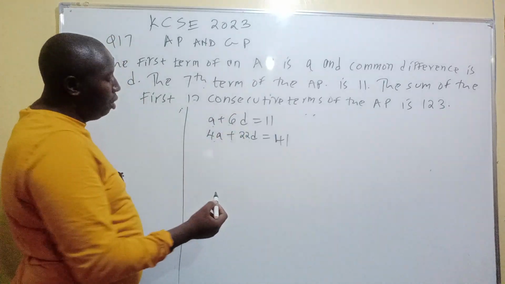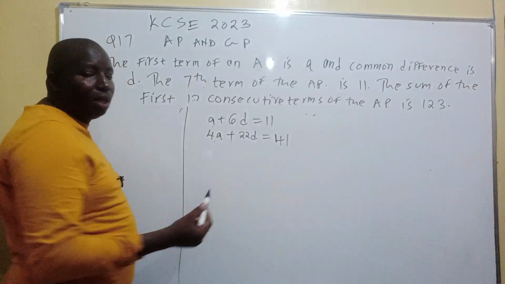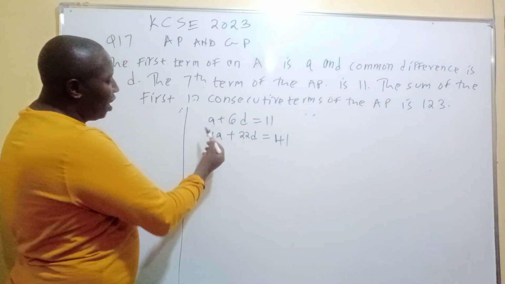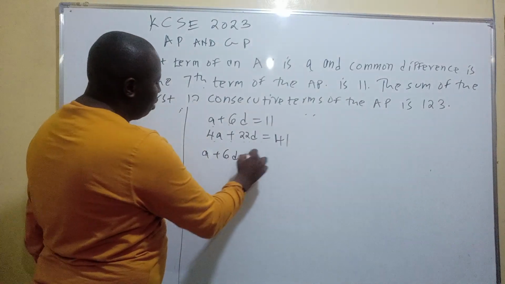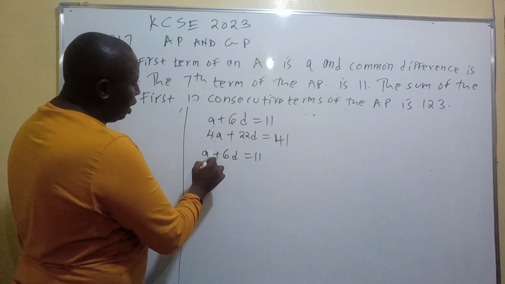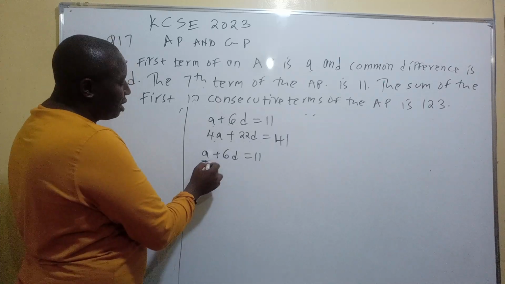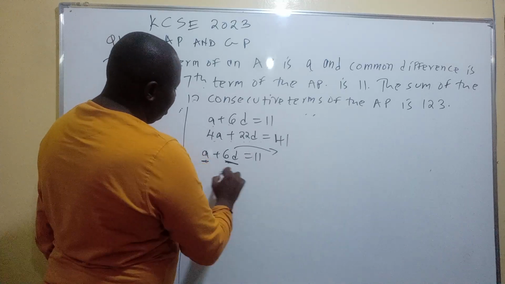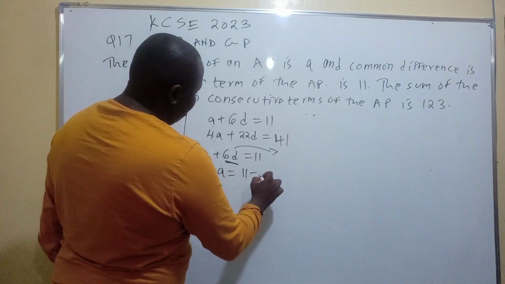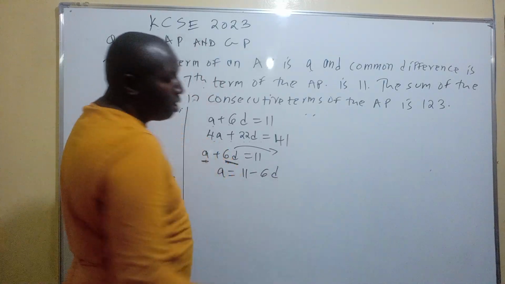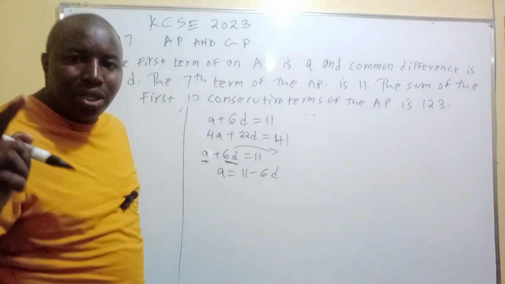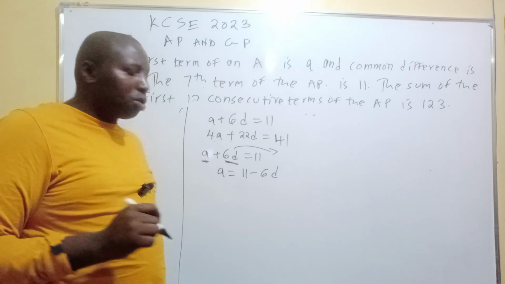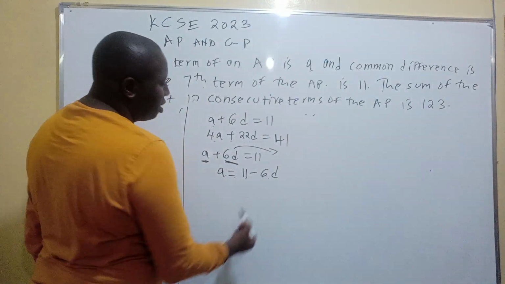When you want to use substitution instead of elimination, the best way is to check which variable is easier to substitute. The first equation is A plus 6D equals 11. If you make A the subject, you take 6D to the right hand side and you are left with A is equal to 11 minus 6D. It is up to you to choose the variable to substitute. So A is equal to 11 minus 6D.